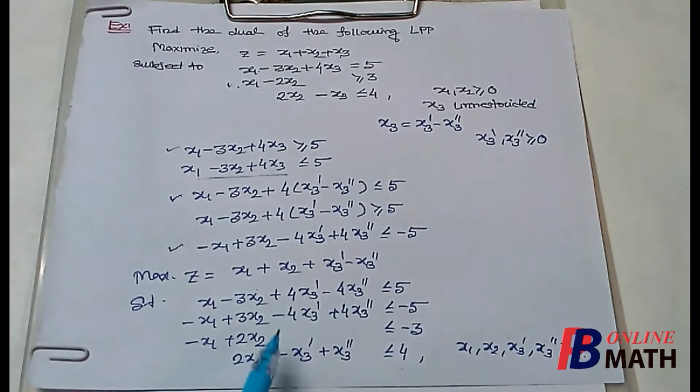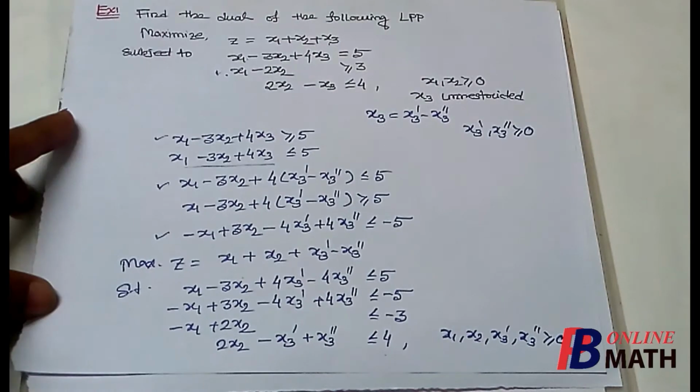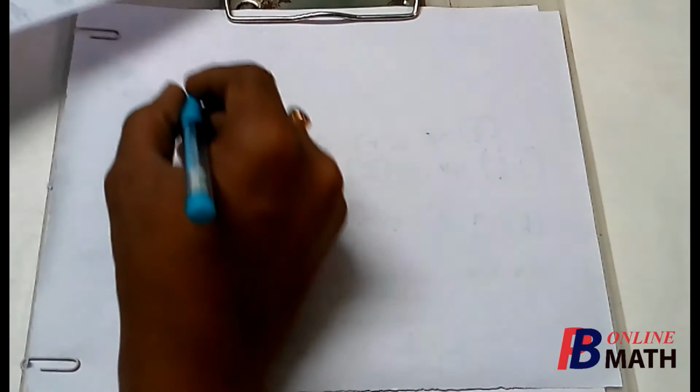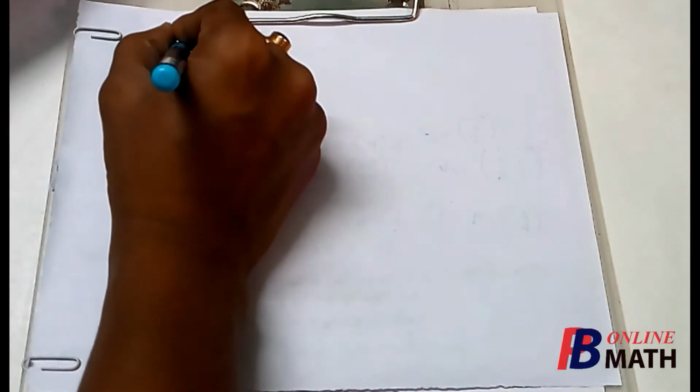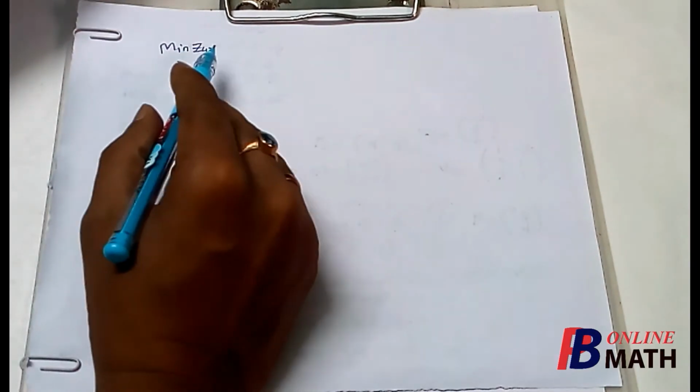Now we can easily find its dual. If we want to find the dual of this primal problem, then we find that the primal problem has 1, 2, 3, 4 constraints. So the dual problem will have 4 variables. We assume that the variables are omega 1, omega 2, omega 3 and omega 4. Then the objective function of the dual will be a minimization of z omega.